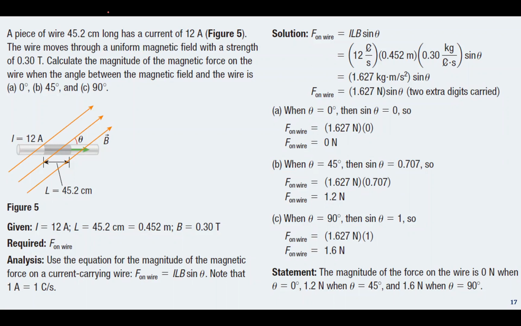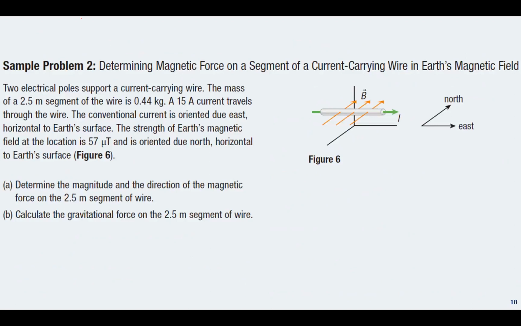Have you got this correctly? Any questions? Okay, if no questions, let's have a look at another problem.